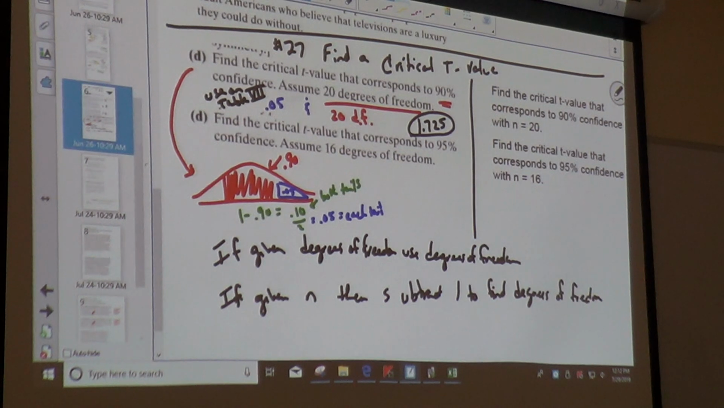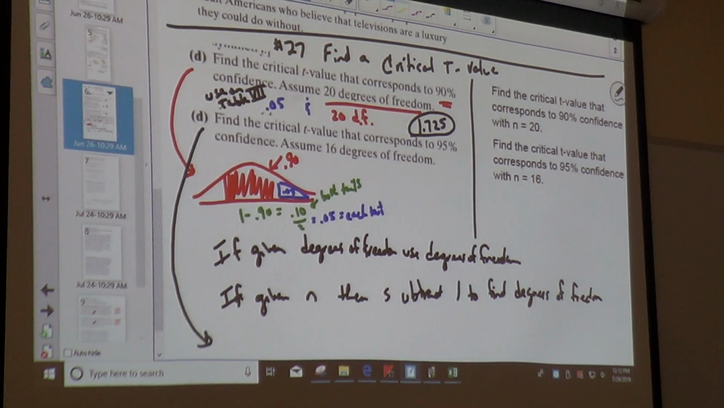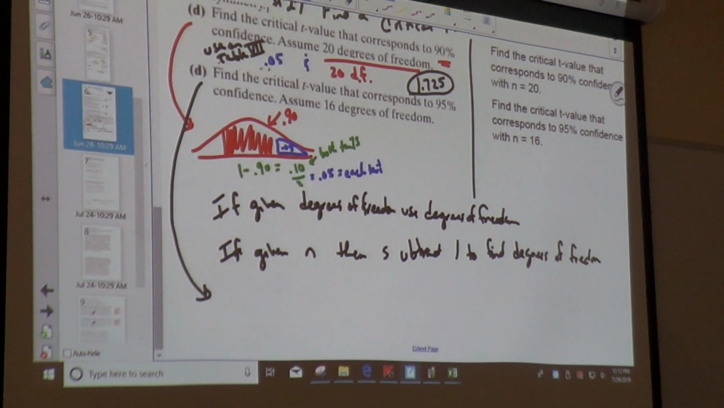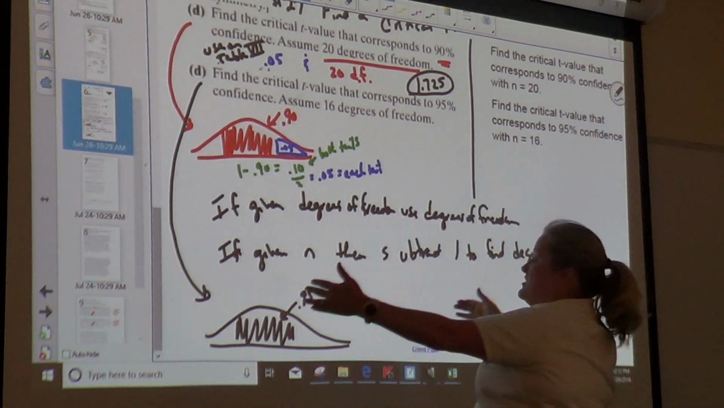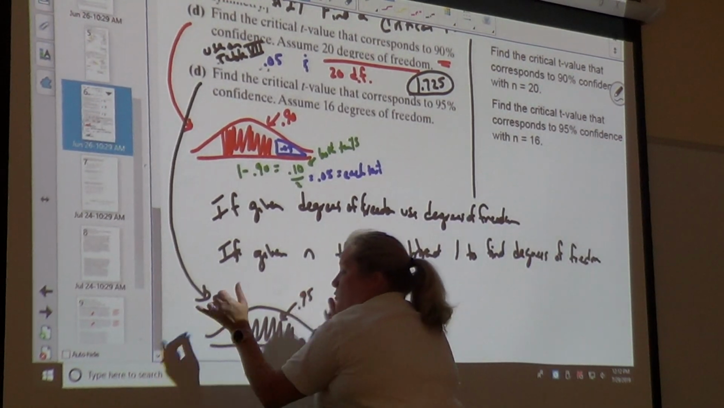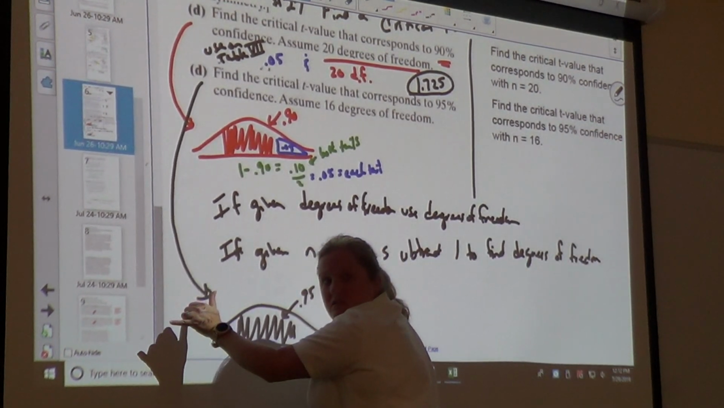Find the critical t-value that corresponds to a 95% confidence interval. So that means the middle represents 95%, or 0.95. The formula sheet says that both tails together are going to be what? So if my middle is 95, what are both tails going to be?